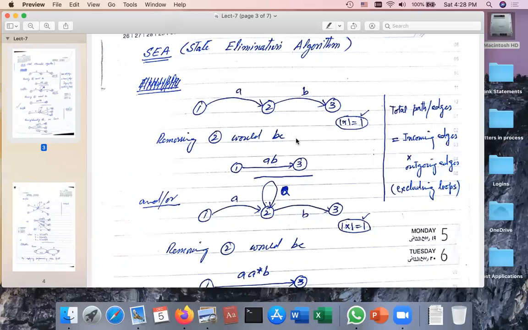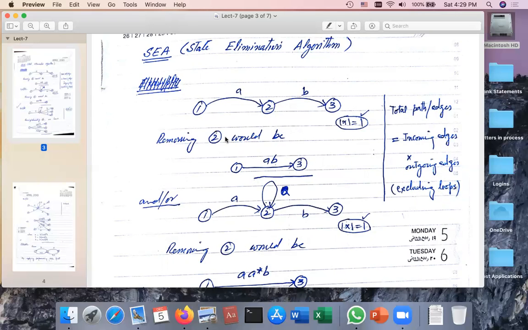But what is the rule? This is the rule written here. What you have to do, the state which you are removing, you have to consider its incoming edges and outgoing edges, and you don't have to consider loops. So this is the formula written here. Total paths that we will have after removing this state 2, for example, is equal to, this is the general formula that you can apply on any removal, total paths is equal to incoming edges multiplied by outgoing edges excluding loops.